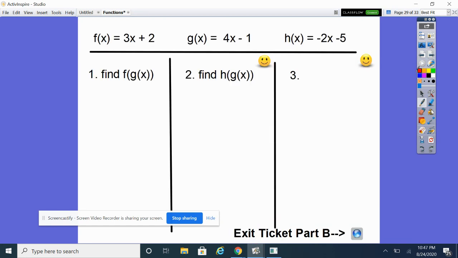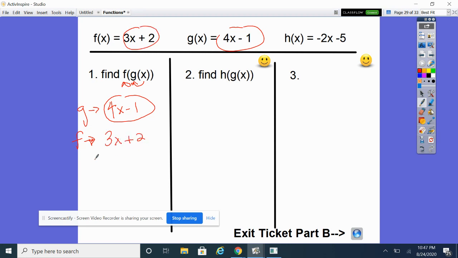Let's go to the next slide. I've got 3 functions. Remember, it's important to know which function they want you to plug into. All right, they're saying take x, plug it into g. What was g again? 4x minus 1. All right, that's done. It's already got the x. Now let's put that inside the f function. What's the f function? 3x plus 2.